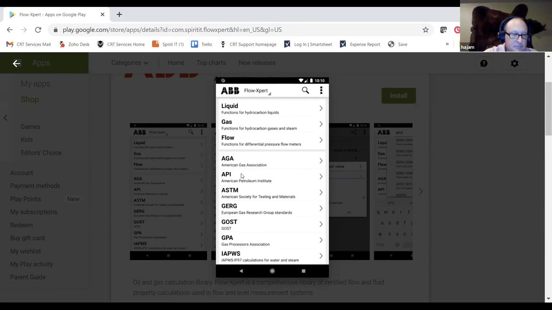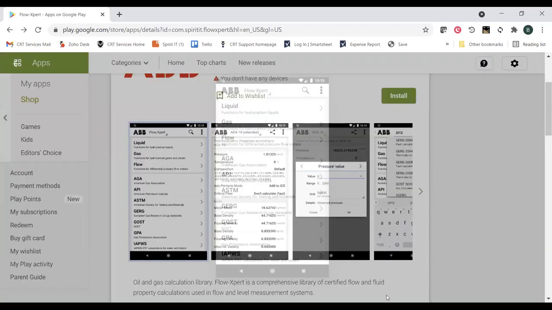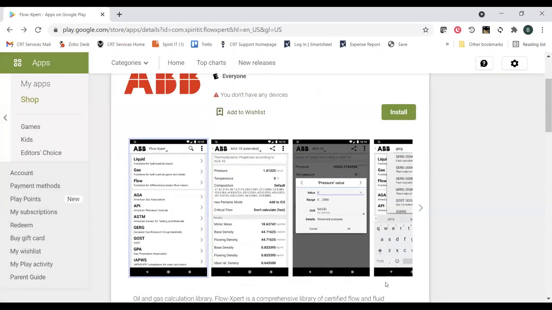But again, please feel free to download this application and you can mess around with the standards that are on it. And I will unshare and let Mr. James take back over.